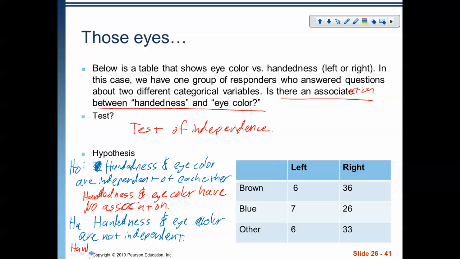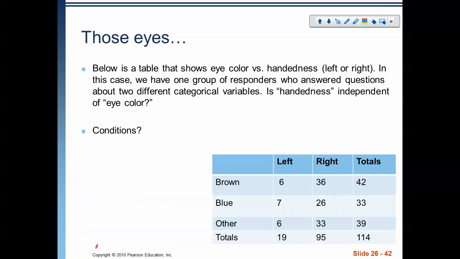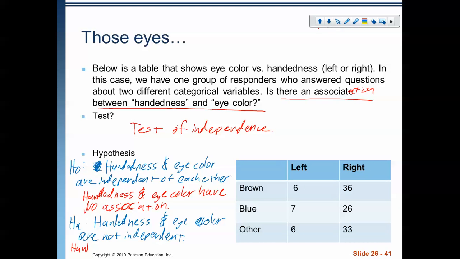And then again, if you wanted to use the language about association, you would be saying handedness and eye color are associated. I'm going to write it over here, because it's getting too close to the bottom. So remember, this is the alternative hypothesis version of this.